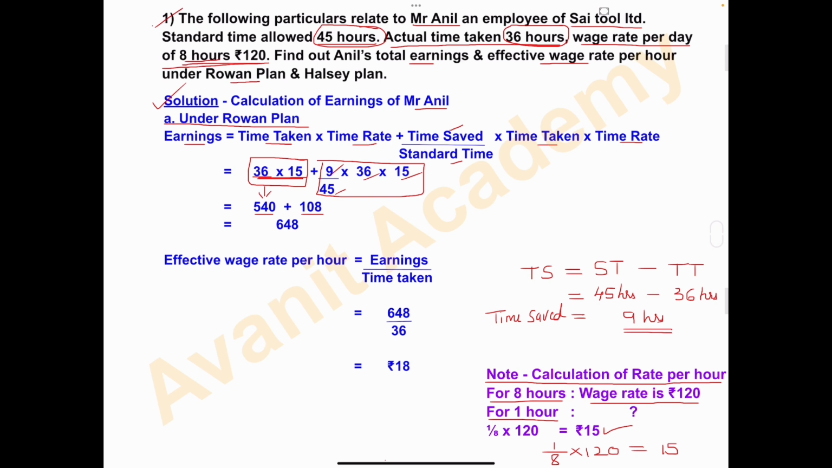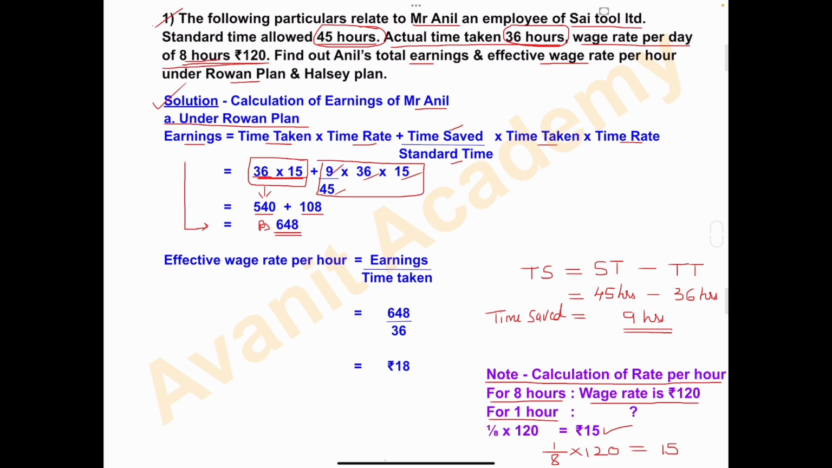Add it: 540 plus 108. Answer is 648. So the earnings of Mr. Anil under Rowan plan is 648.